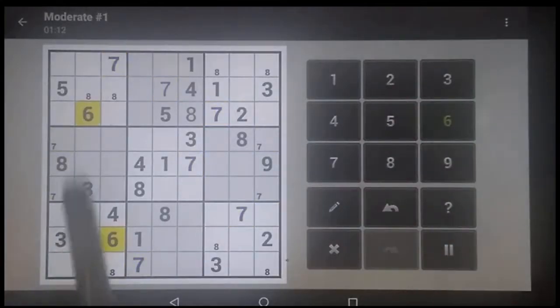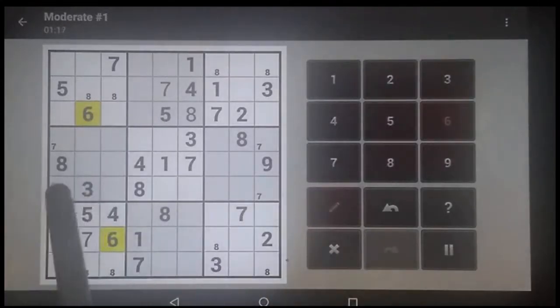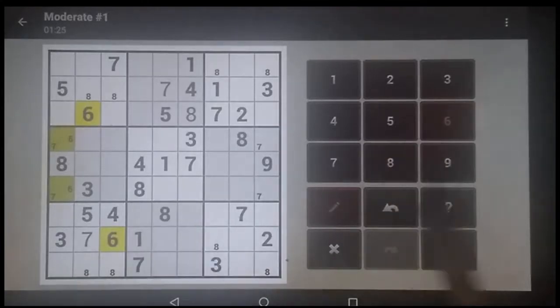On to the 6s. Now, we're going to get a locked set right here because these two columns are wiped out, so those are the 7 and the 6, period. We don't know which is which, but they are the 7 and the 6. We don't know anything else about the 6 really at the moment, so we're going to move to the 5s.